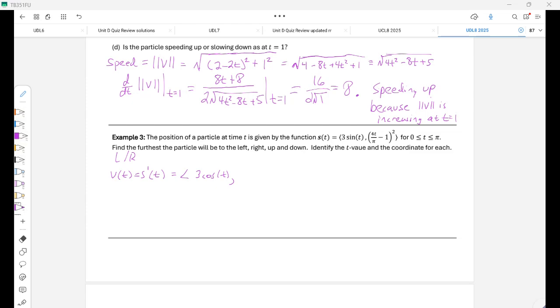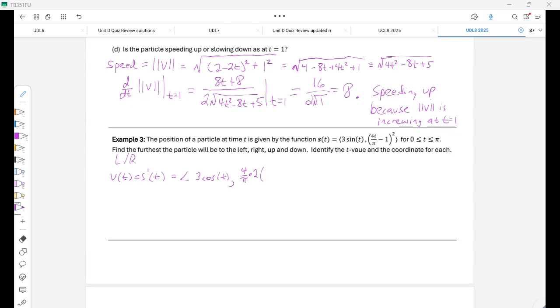Start with 4 over pi. Times 2 times 4t over pi minus 1, but squared. But to the first power. Drop the power down by 1.